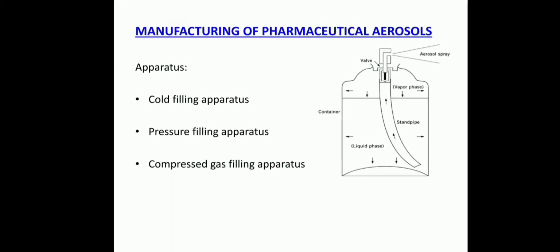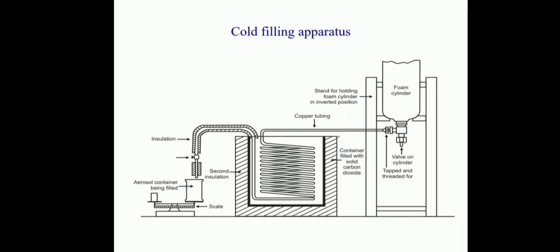Manufacturing of pharmaceutical aerosols. There are three types of apparatus used in the manufacturing of pharmaceutical aerosols. First is cold filling apparatus, second is pressure filling apparatus, and third is compressed gas filling apparatus. Now we will study the cold filling apparatus. This is the apparatus of cold filling. Cold filling apparatus is a simple apparatus which comprises an insulated box fitted with coiled copper tubing to increase the area exposed to cooling. This system can be used with both metered and non-metered valves.